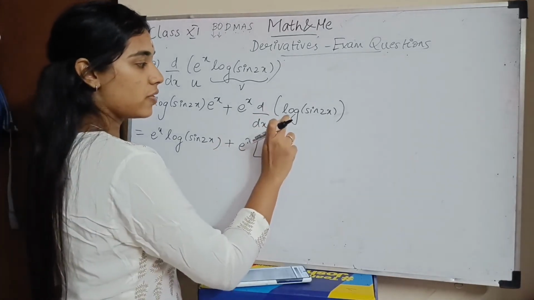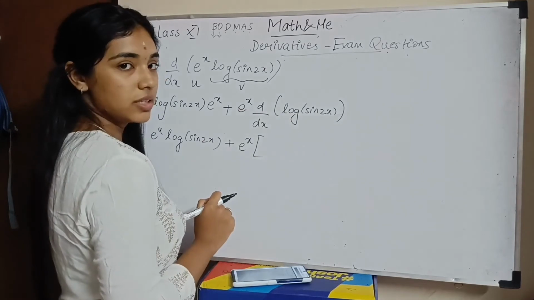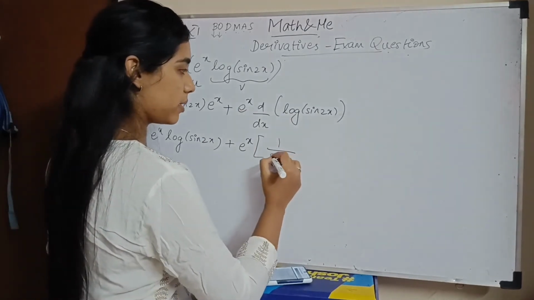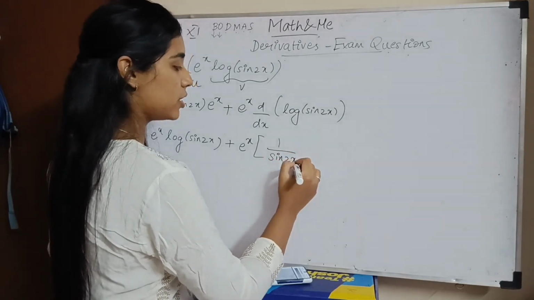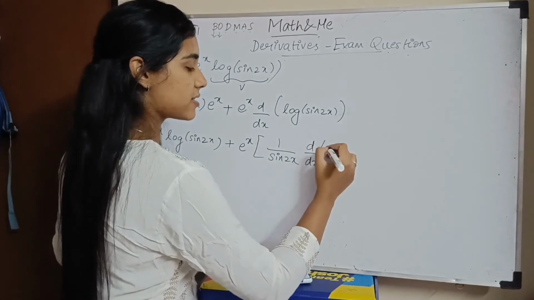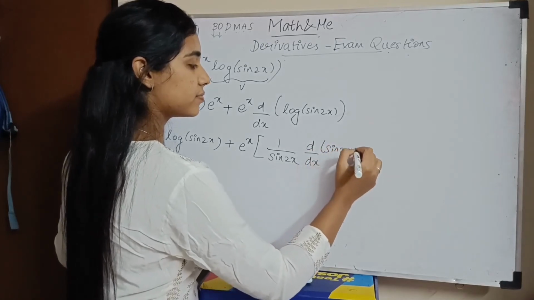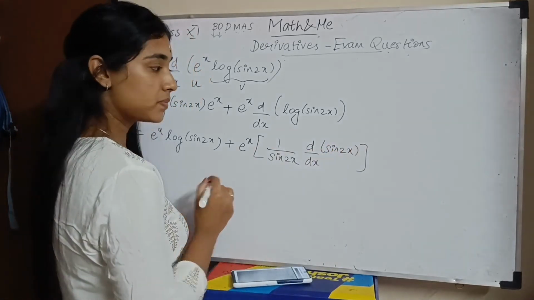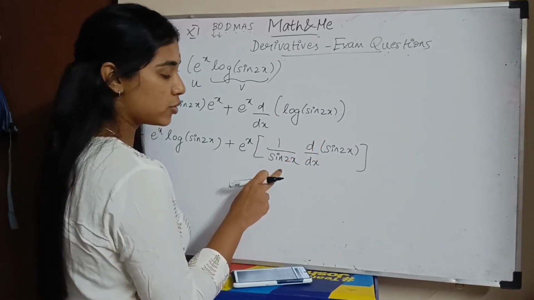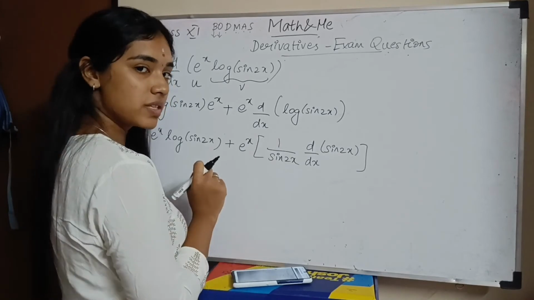d by dx of log x. So derivative of log x is 1 by x. What is your x here? 1 by sine 2x. So you need to further take the derivative of sine 2x. Right? Log x, a derivative, 1 by x. But your x is not just x. It's sine 2x. So you have to take the derivative of sine 2x.